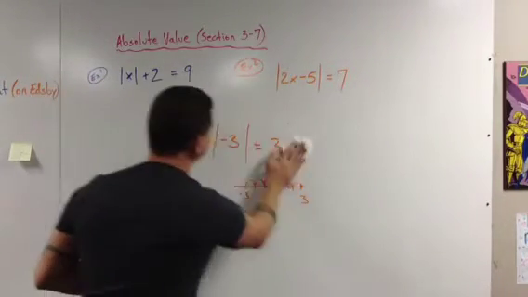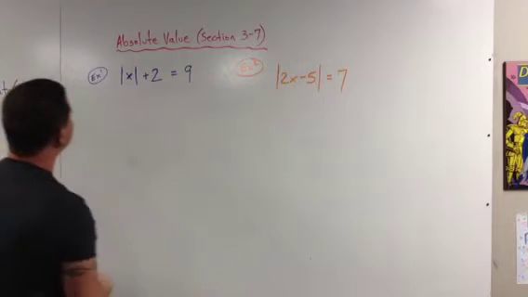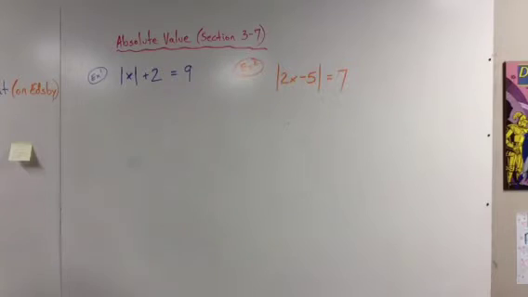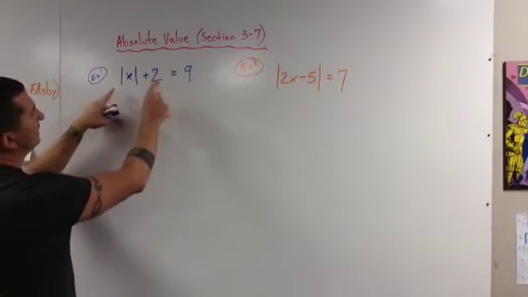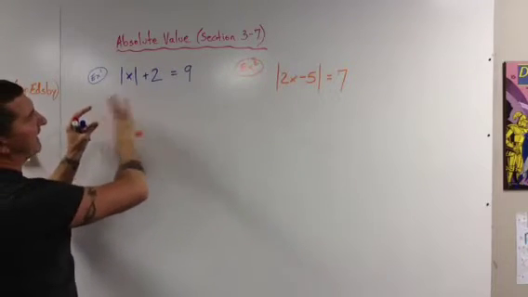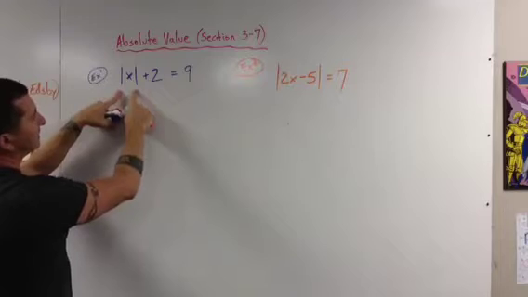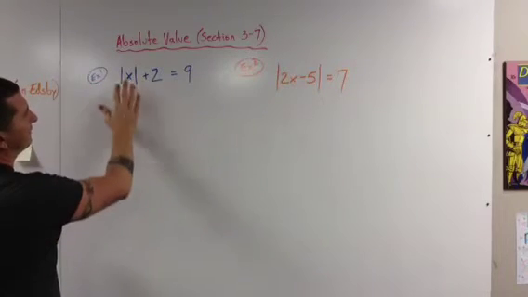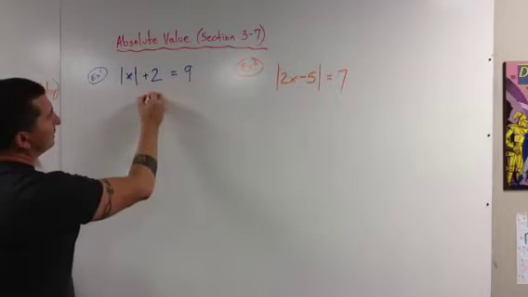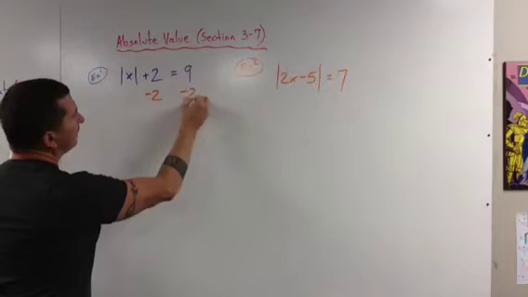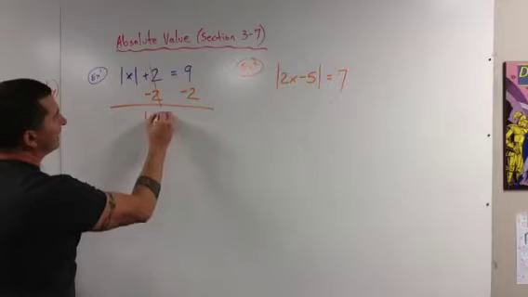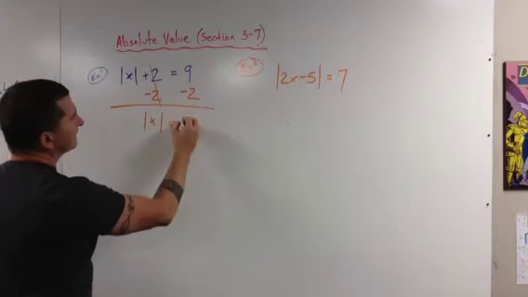Now, having said that, if we look at the first example here, we have the absolute value of x plus 2 equals 9. Now when you're solving an equation, and we have an absolute value in it, we want to eliminate everything but the absolute value first. So in this case we have the absolute value of x plus 2 equals 9. So we're going to eliminate the 2. Then we're left with the absolute value of x equals 7.